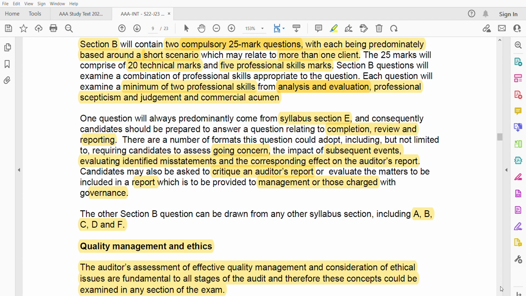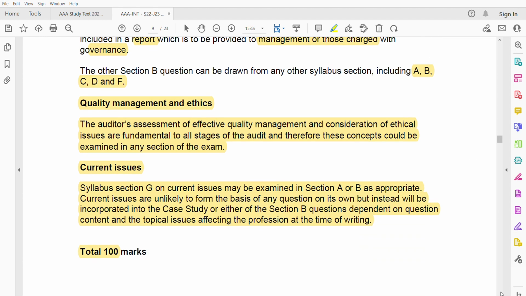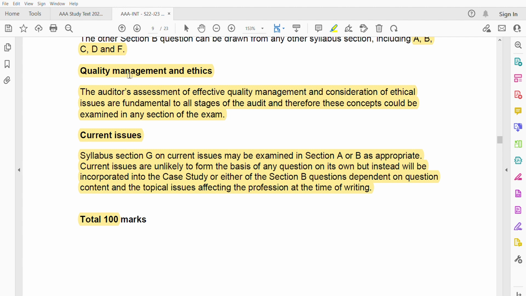Now next is what? Quality management and ethics. You will be asked a question on ethics, regarding quality and all. It can be asked in any section of the exam. That means either in section A or in section B. So quality management and ethics, you definitely have to study because it will come in either of the sections.